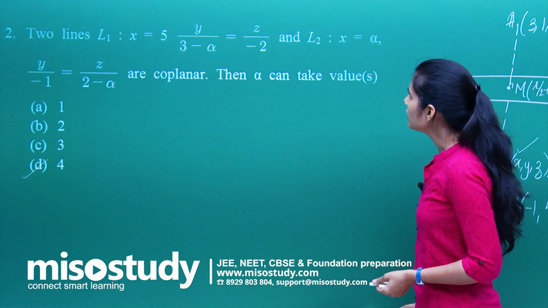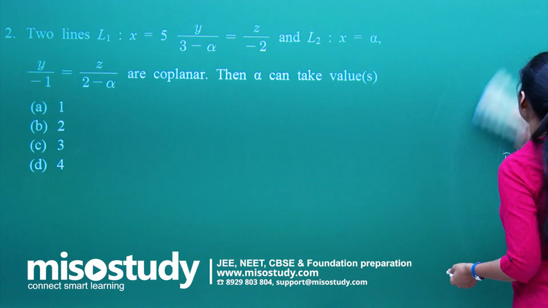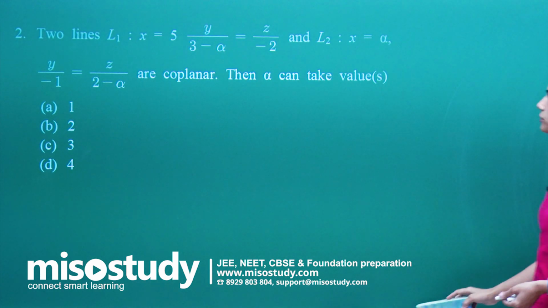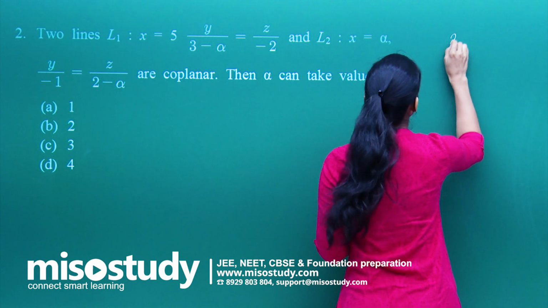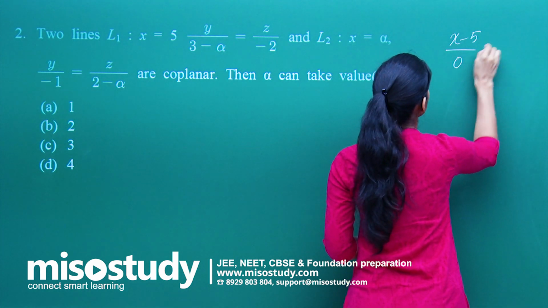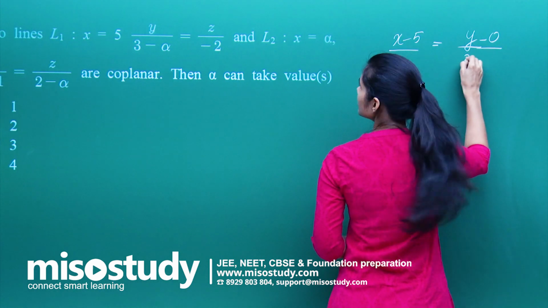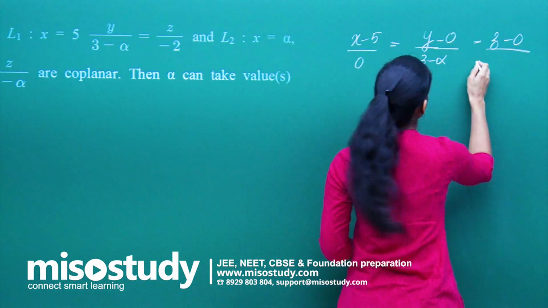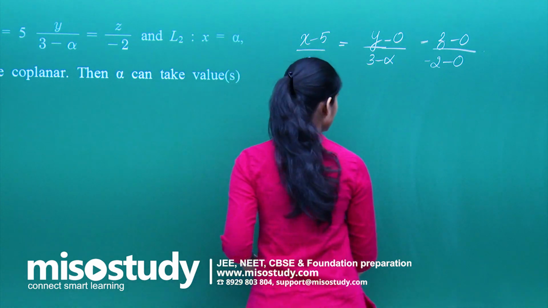We have two lines L1 and L2 given to us. They are coplanar, then find out the value of alpha. Let's see how we get the value of alpha from this fact that we know that these two lines are coplanar. Now you have the two lines given as x minus 5 upon 0 equals y minus 0 upon 3 minus alpha equals z minus 0 upon minus 2 minus 0, or let me just keep it as minus 2.